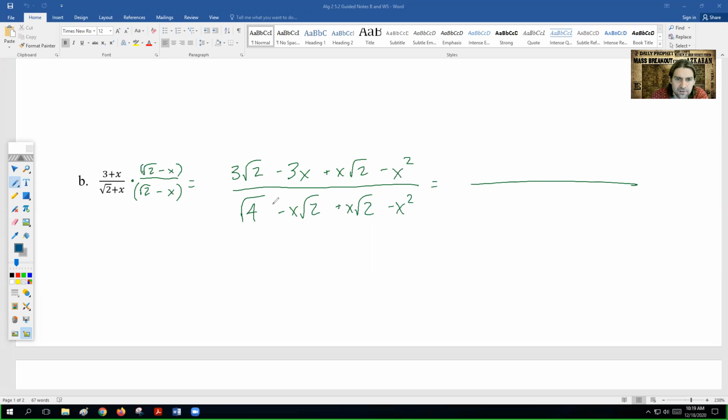So the top just is 3 radical 2 minus 3x plus x radical 2 minus x squared. The bottom here we would get, let's see, the square root of 4 is 2. The minus x radical 2 and the plus x radical 2 cancel each other out and we get minus x squared. And that's it. That's all we can do. That's all we can combine. Can't divide anything. It's just simplifying it.